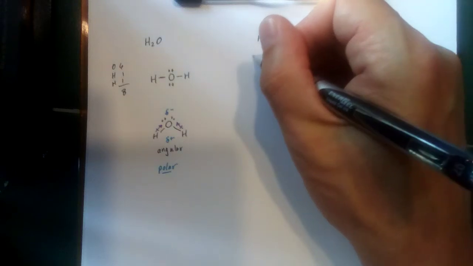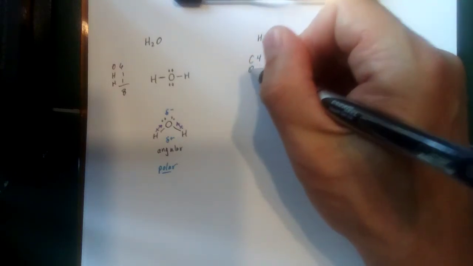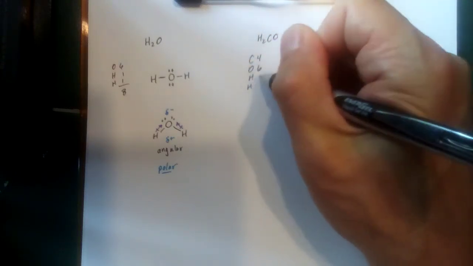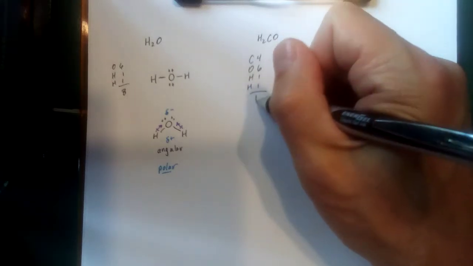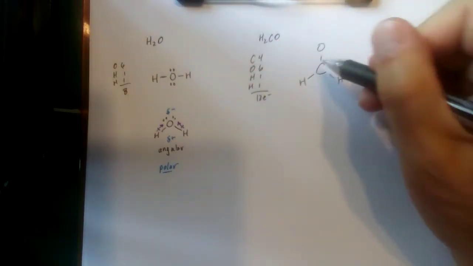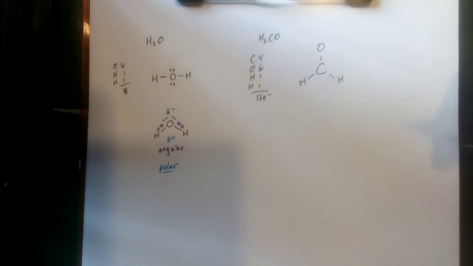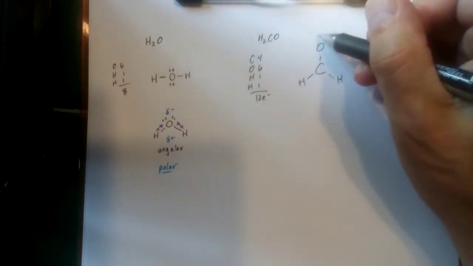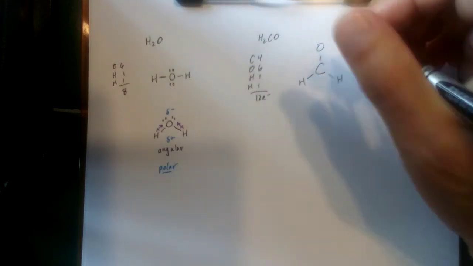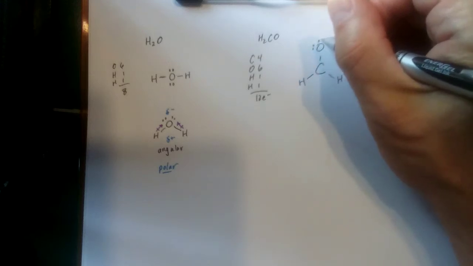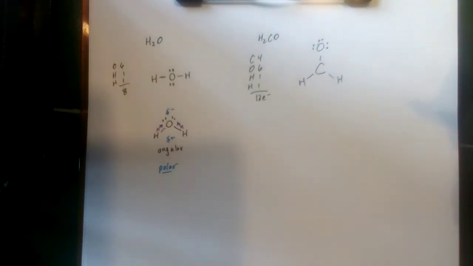So carbon is 4, oxygen is 6, and then 2 hydrogens here, each bring 1. That's a total of 12 electrons. We already used 6 because we made 3 bonds here. Now we want to start on the outside of the molecule. Hydrogens don't need any more, but oxygen needs all of them to get to the octet.